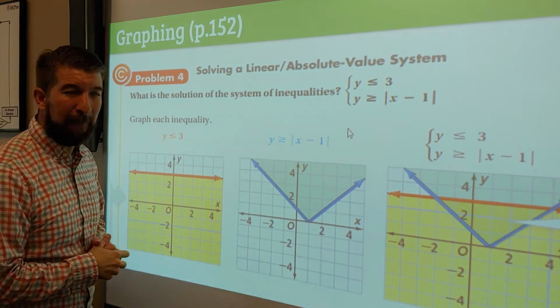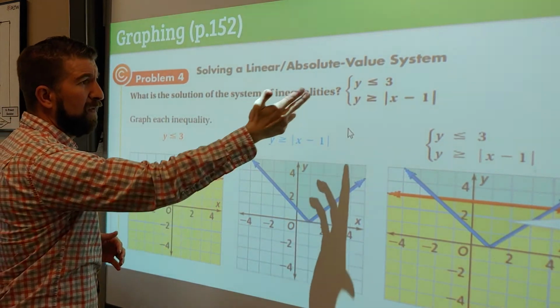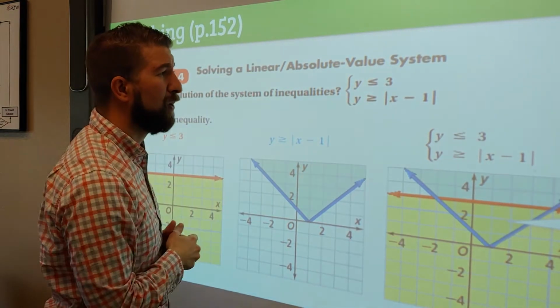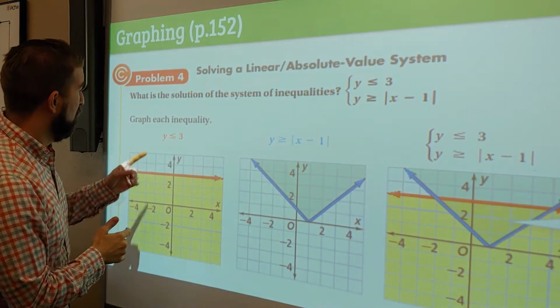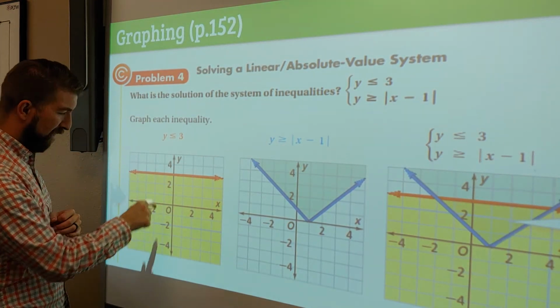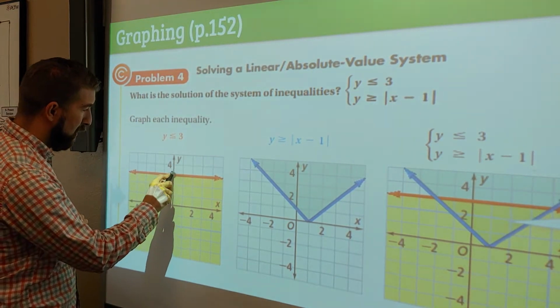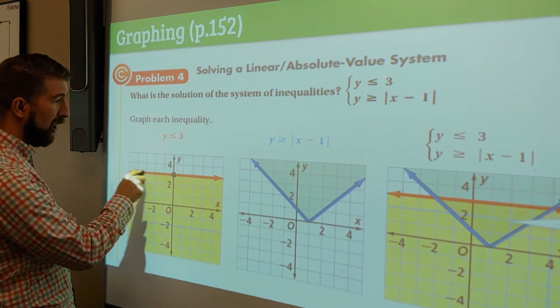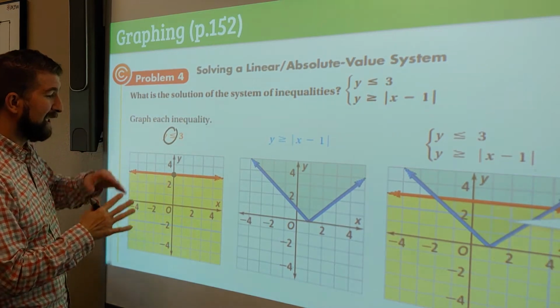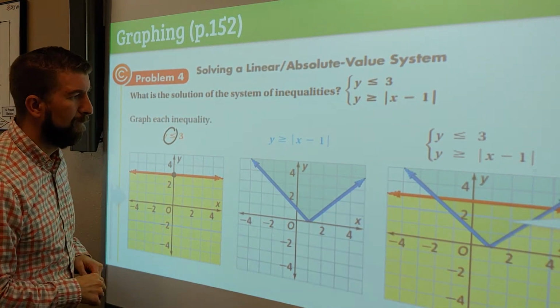Here's another example. So we have two equations, except this time we have an absolute value bracket. So first I'm going to find y is less than or equal to 3. I find 3 on the y-axis, and I draw a solid line because this is less than or equal to, and since it's less than, I shade everything below it.